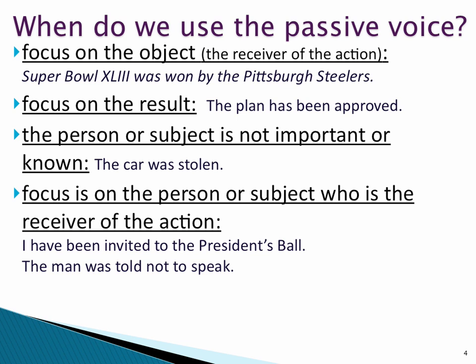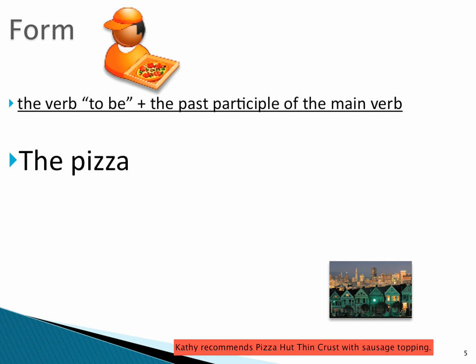Now, let's take a look at the form. The passive is formed with the verb to be and the past participle of the verb. Do you see how the form of the verb to be shows which tense the sentence is in? Let's take a look at some examples in the present tense in more detail.